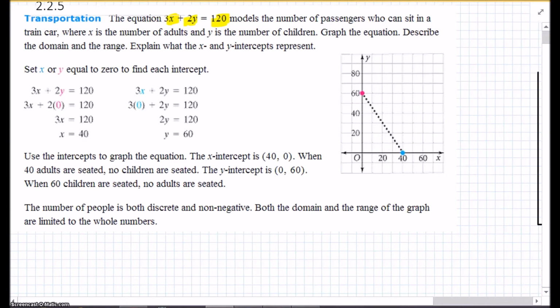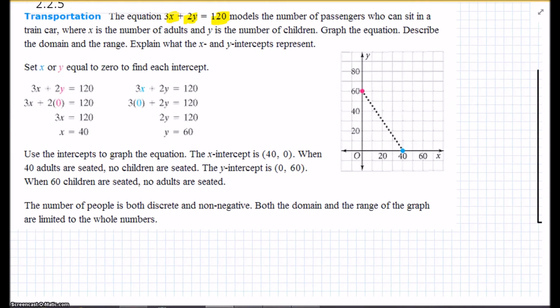So let's look. Transportation. The equation 3x + 2y = 120 models the number of passengers who can sit in the train car, where x is the number of adults and y is the number of children. The graph of the equation, okay? Describe the domain and range and explain what the x and y intercepts mean. So we know the equation 3x + 2y = 120.